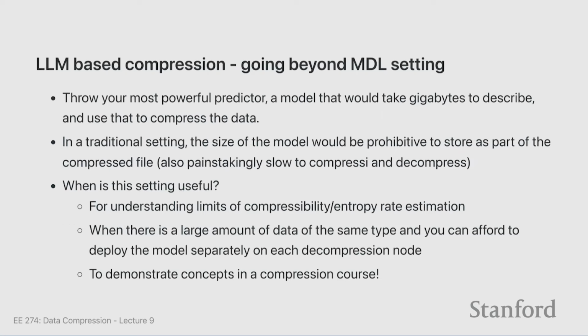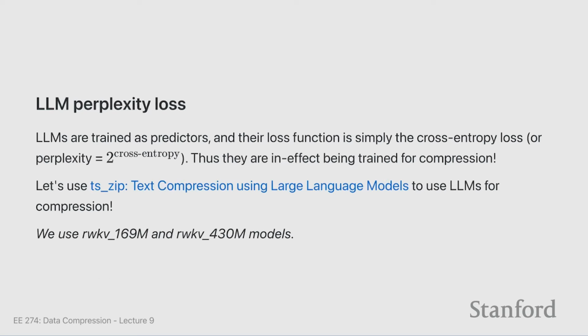So if you have a large amount of data of the same type basically, and you can afford to deploy the model everywhere, which might become a reality, there are two other reasons to do this. One is that we want to understand the limits of compression. How good can your text prediction become? And the other is just to have fun in a compression class. So for me, the third reason really.